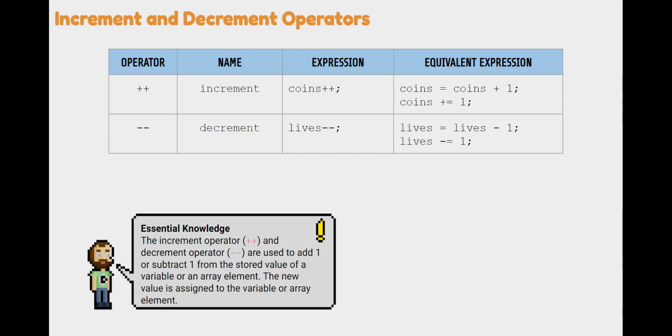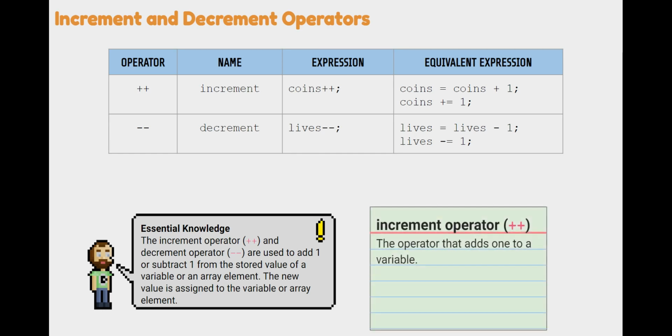The decrement operator is very similar, except that it subtracts 1 from the variable. So you have your variable name, and then you say minus minus right after it. So in our example, we have lives minus minus. Maybe you're playing a game, you just lost a life, lives minus minus. Our equivalent expression as an assignment statement is lives is equal to lives minus 1. And as a compound assignment statement, lives minus equal to 1.